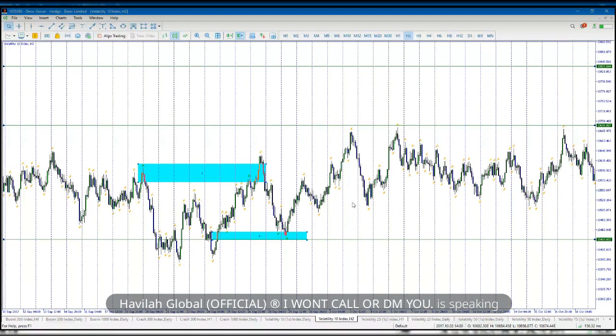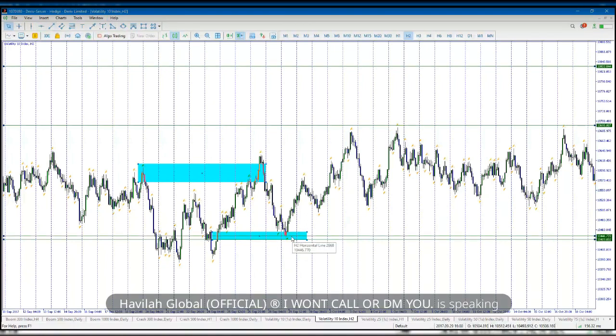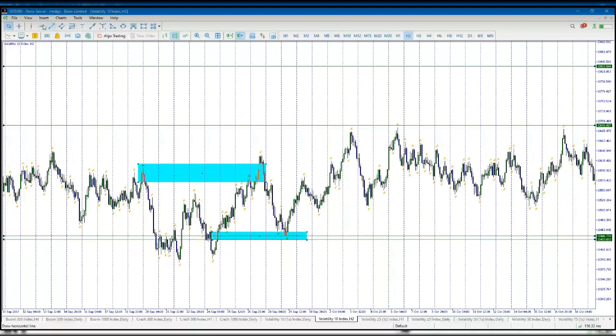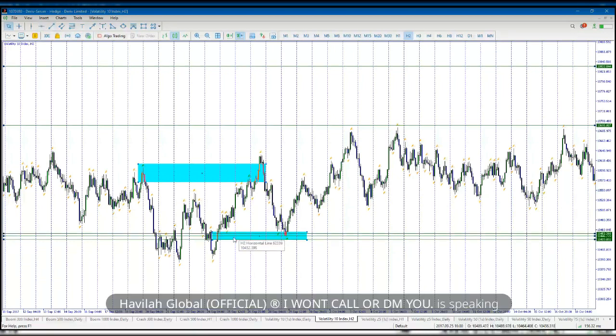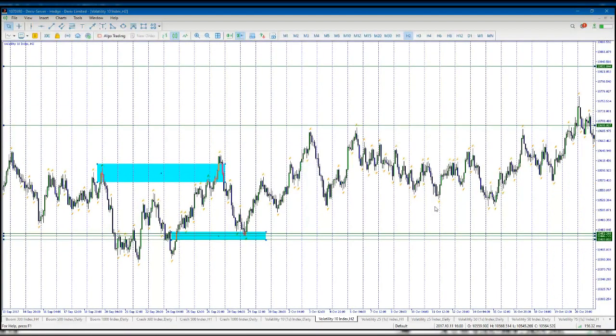So now imagine putting your entry at the 50%. This is the 50%. Price just tapped that 50% and boom, went up. Or putting your entry at the open of the imbalance, you're good to go.